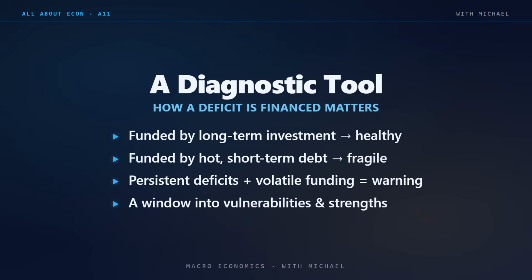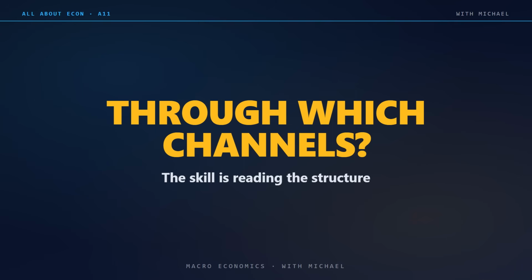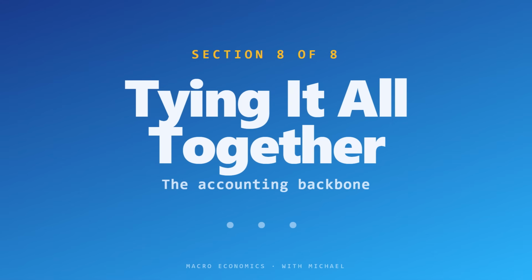So economists pore over the structure of the balance of payments, asking not just whether money is flowing in or out, but through which channels and how stable those channels are. It is a window into a nation's economic vulnerabilities and strengths, and read well, it can reveal a brewing crisis long before it actually arrives.